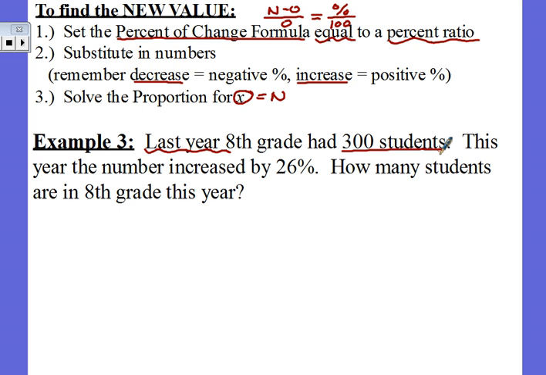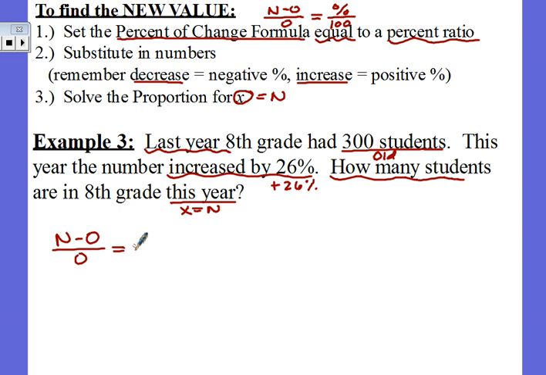So we know that is the old, because it says this year the number increased by 26%, so that's a positive 26%. And they want to know how many students are in the grade this year, so that's my new. I'm missing my new because it says how many. So I'm going to take my percent of change formula, and I'm going to set it equal to a percent ratio. Remember, that's always a percent over 100.